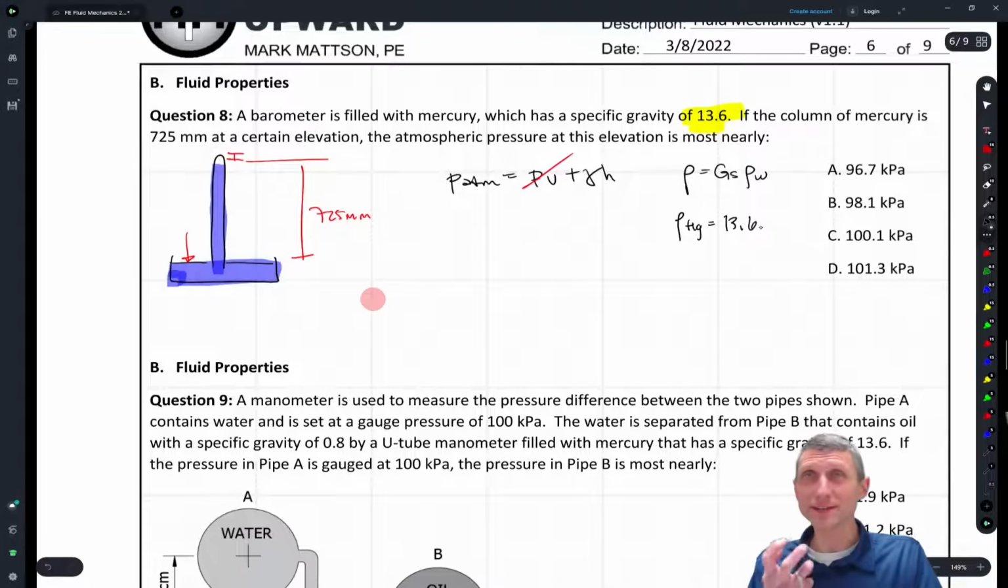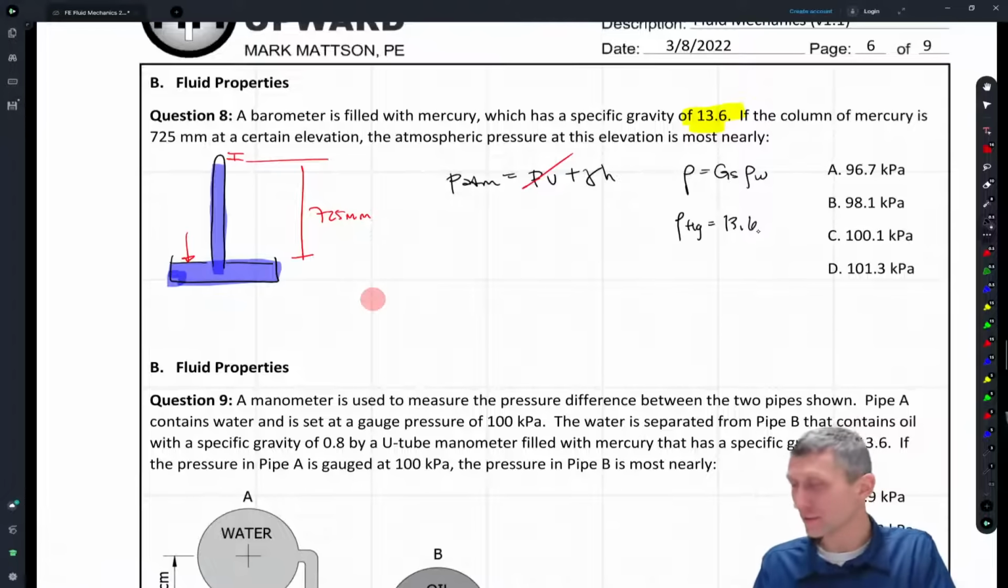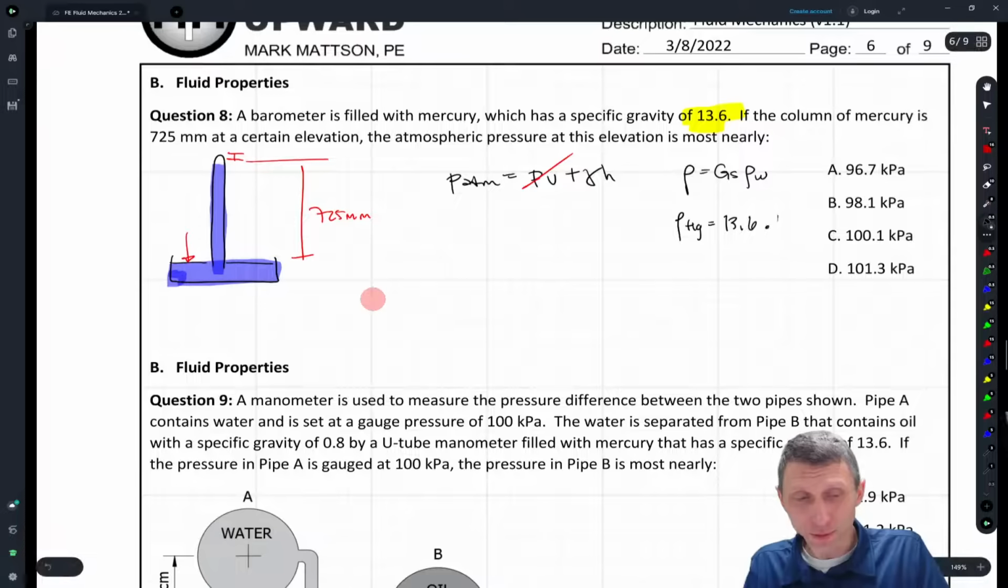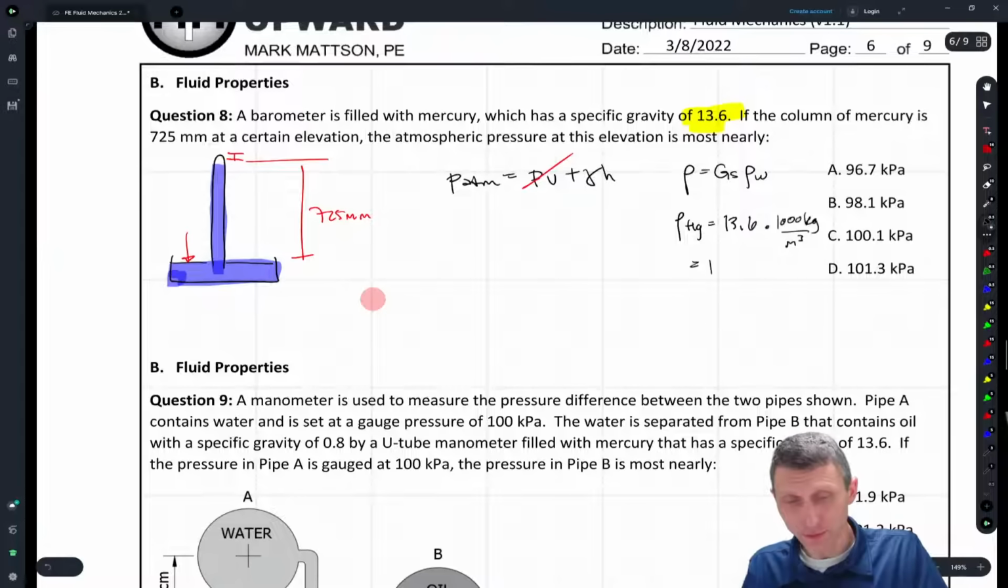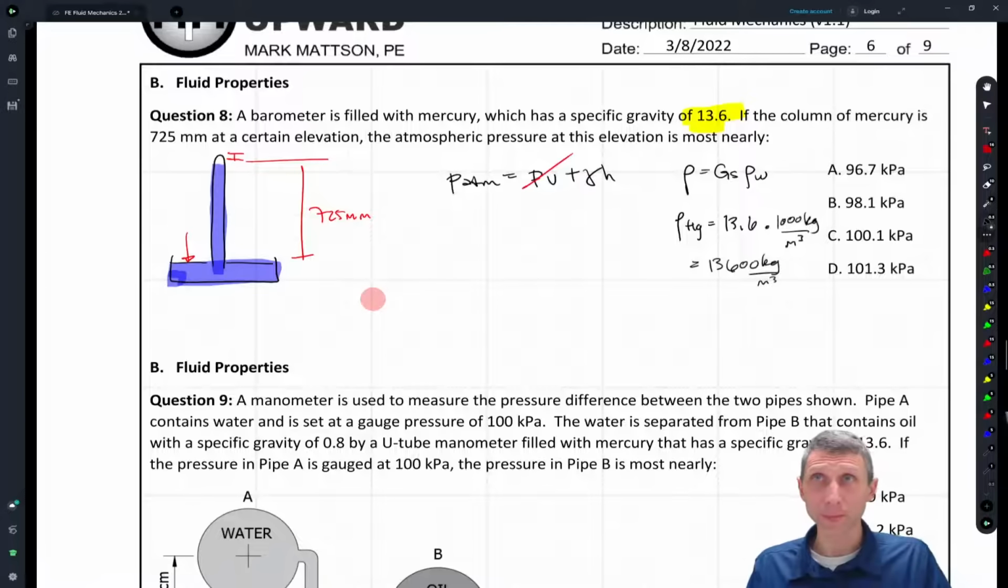Sometimes written typos are so weird to me. Like I'll write down a different number than what I'm thinking. Times 1,000 kilograms per meter cubed. Okay, so that gives us a value of 13,600 kilograms per cubic meter. Okay, that's the density of mercury.